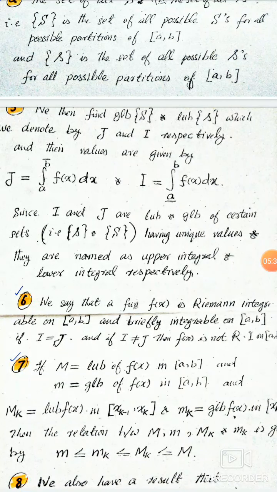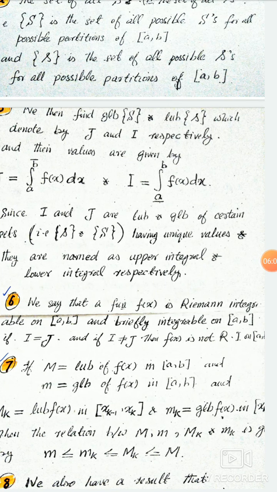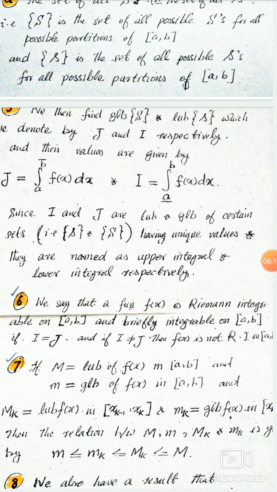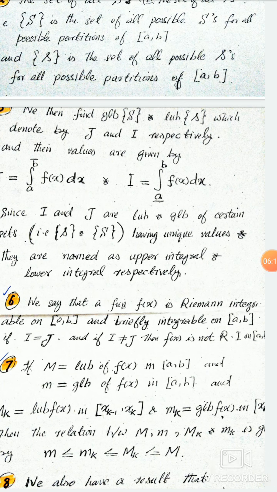Now, if capital M is equal to the LUB of the function in the closed interval [a, b] and small m is equal to the GLB of the function f(x) in [a, b], and capital Mk is equal to the LUB of the function in [xk minus 1, xk], and small mk is equal to the GLB of f(x) in [xk minus 1, xk], then the relation between capital M, small m, capital Mk and small mk is given by: small m is less than or equal to small mk, small mk is less than or equal to capital Mk, and capital Mk is less than or equal to capital M.